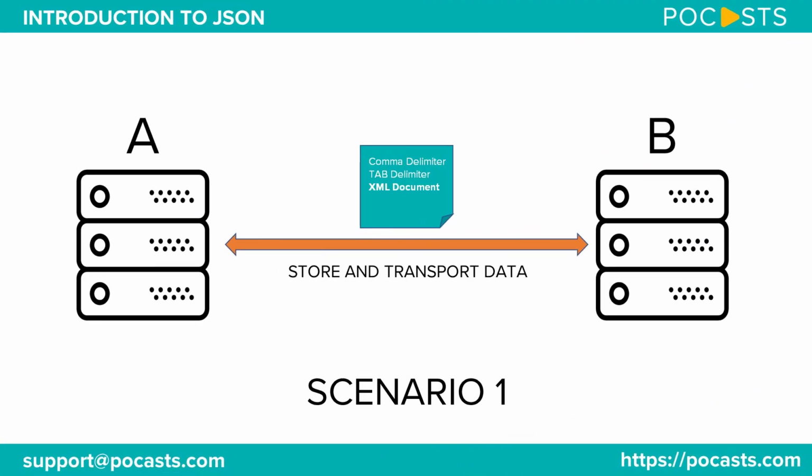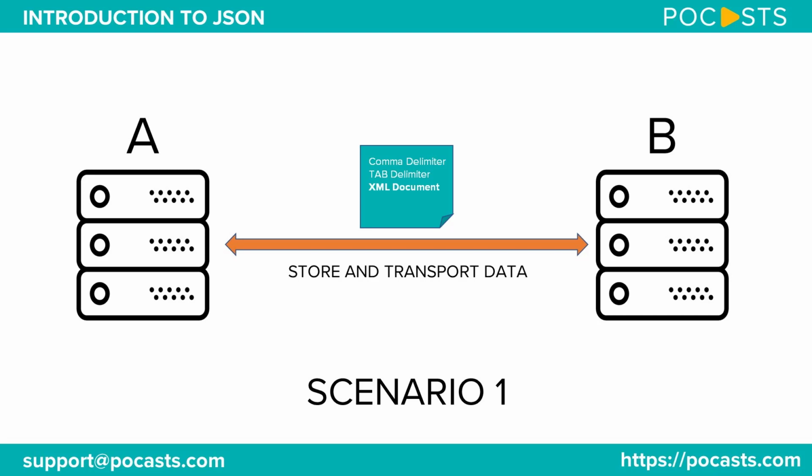Before going into the details of JSON, I would like to explain how two systems can communicate with each other and what the various options available today are. Imagine scenario 1, where system A wants to communicate with system B. So let's say system A wants to send product information to system B. Then here are the various options that system A can follow.